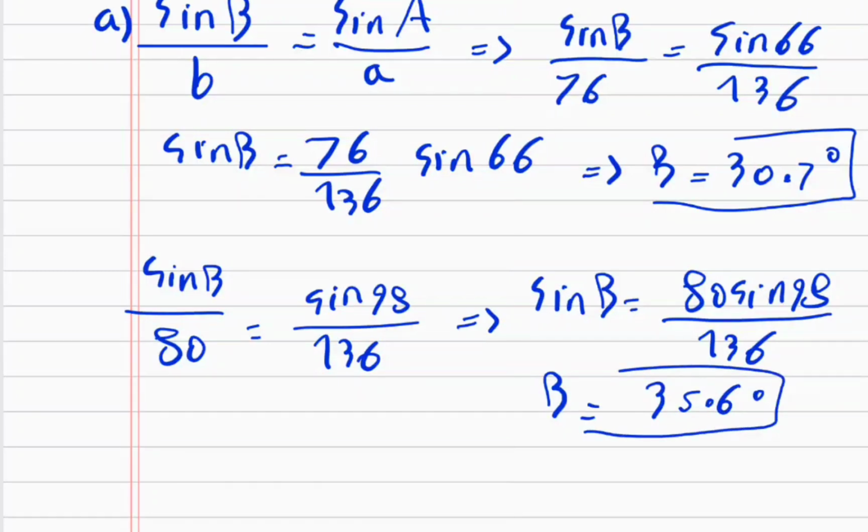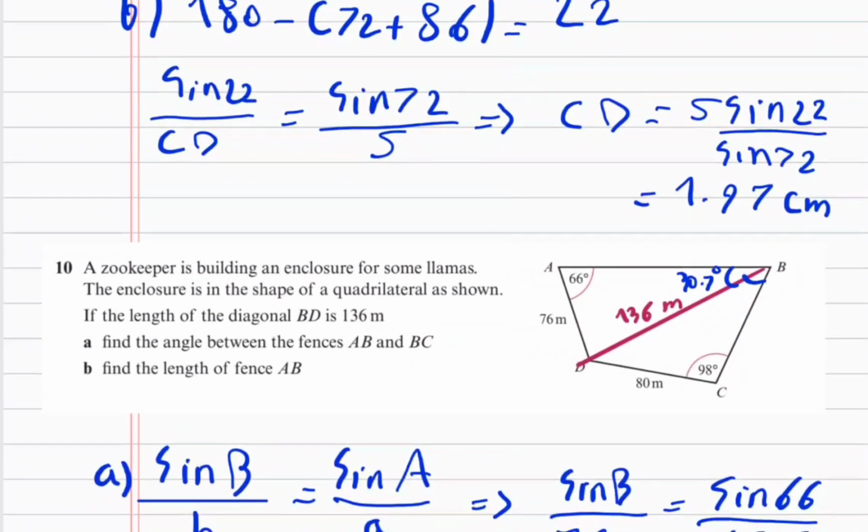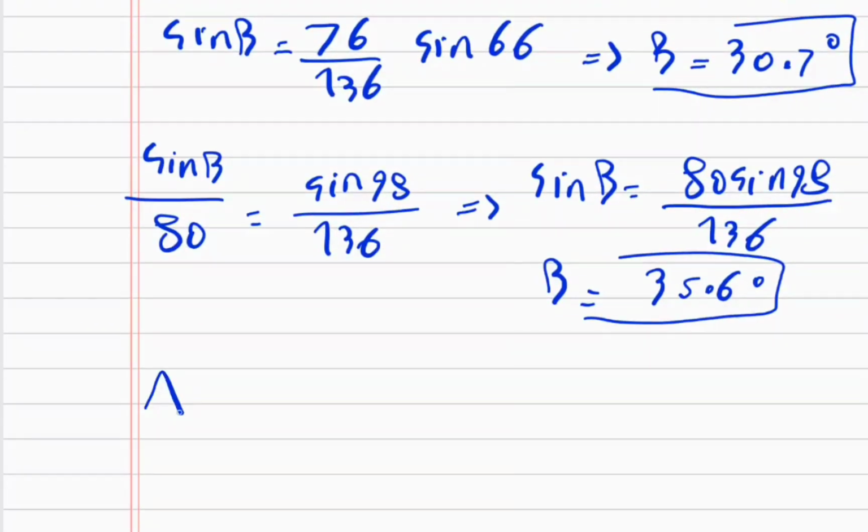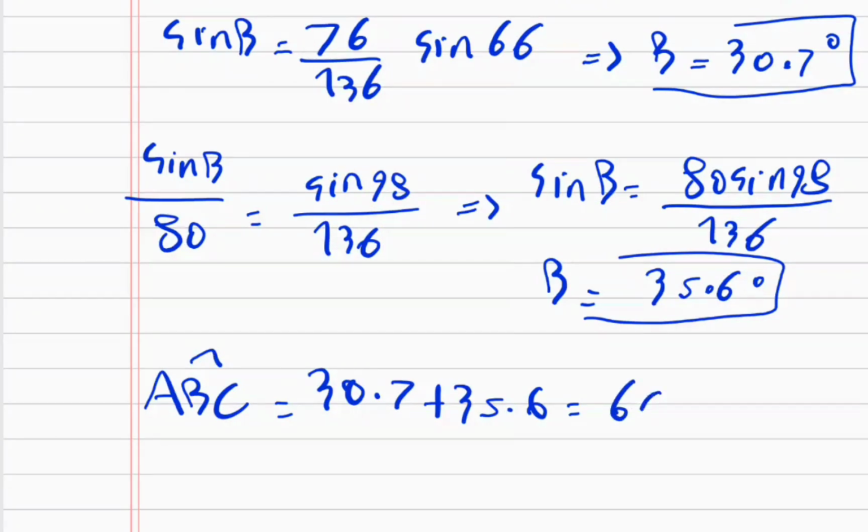So to find the total angle ABC, which is the total angle that we essentially want to find, that is equal to 66.3 degrees.